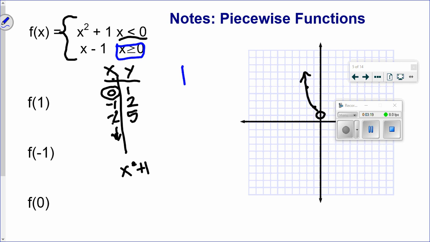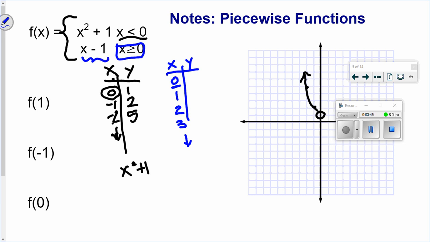For this part, I'm going to make another table, and this time I'm going to use values that are greater than or equal to 0. So I still include 0, and it can equal 0. This time I draw a line under it, reminding me I'm going to color my circle in. So I have 0, 1, 2, 3, or anything greater than or equal to 0. And this time my function is x minus 1.